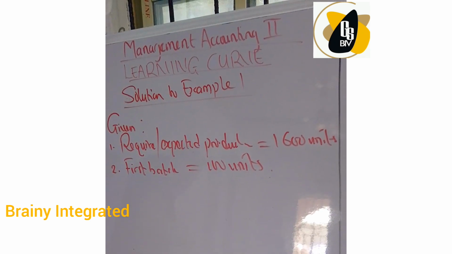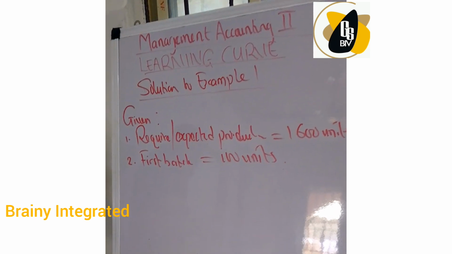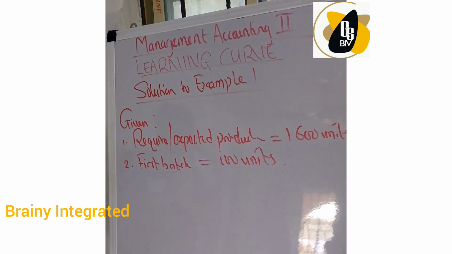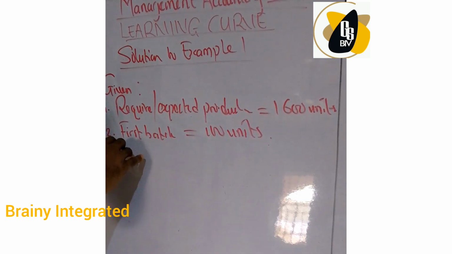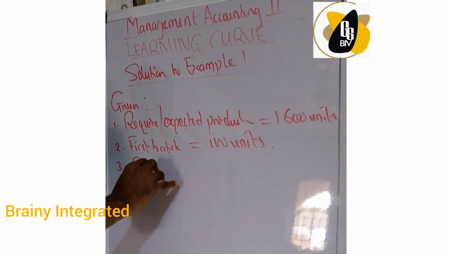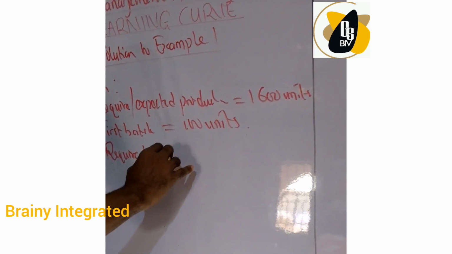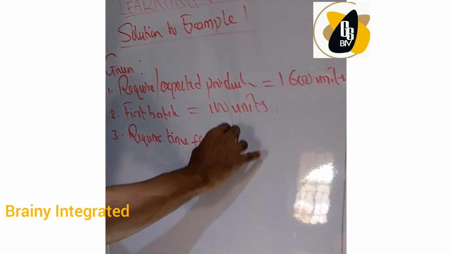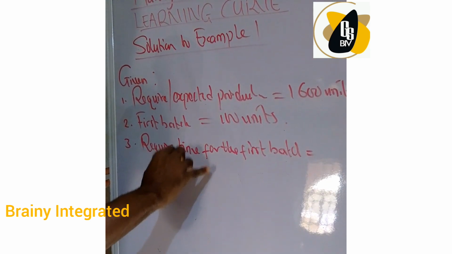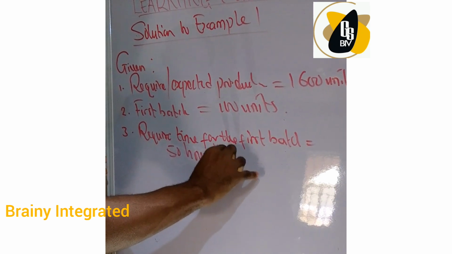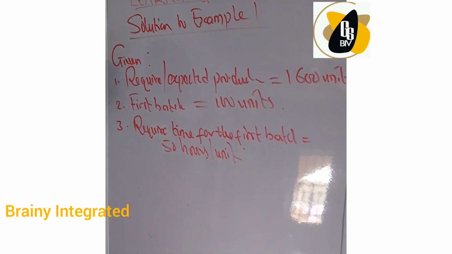We are also told another thing. We are told that for the production of the first batch, the average hours will be what? 50 hours per unit. So, required time for the first batch is equal to 50 hours per unit. Are we together? Now, this is the information that we have been given.